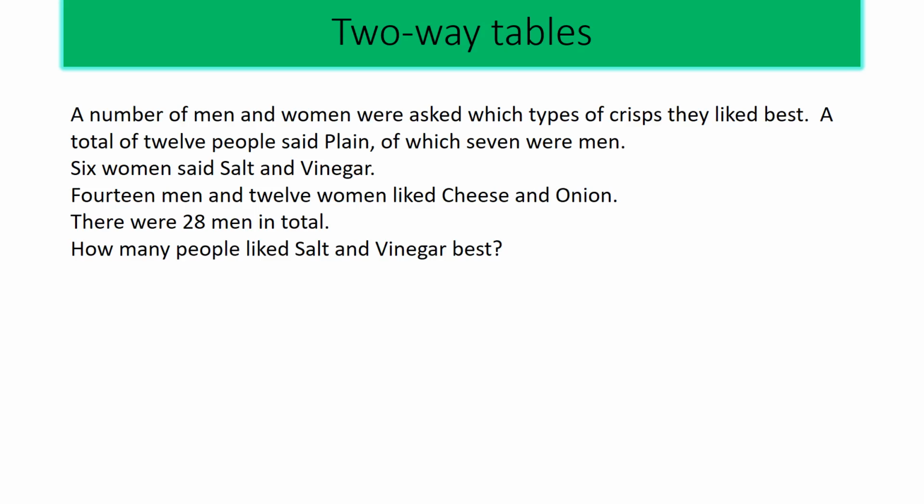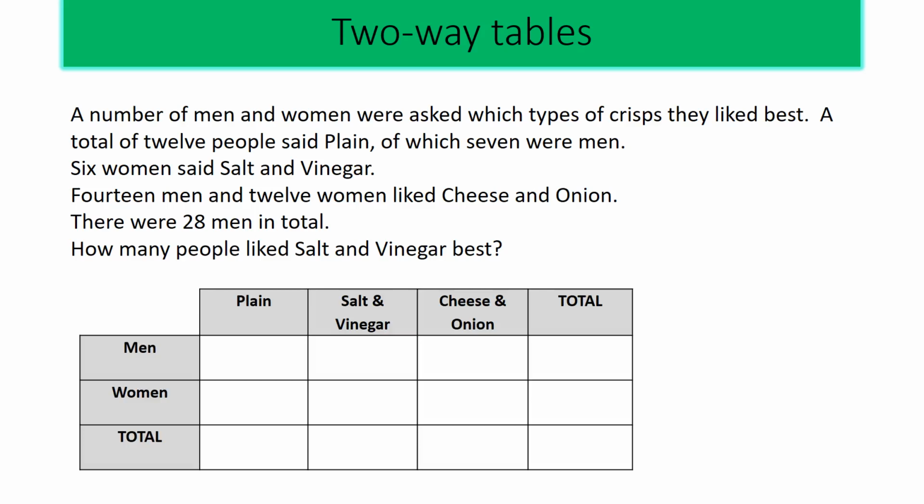Okay, so again, first thing you need to do is to design a table. So we have different types or different flavors of crisps. Okay, there are 3. So you can have 3 columns for the different flavors. And again, we've got men and women, so that can go in a row. So when you design your table, it should look like this. Remember to add the totals for both the flavors and the different genders, okay?